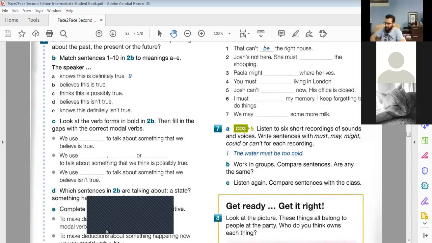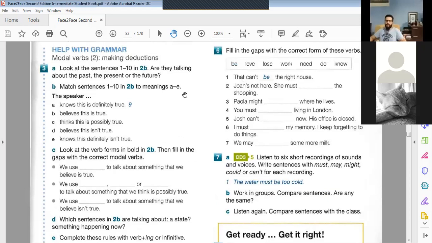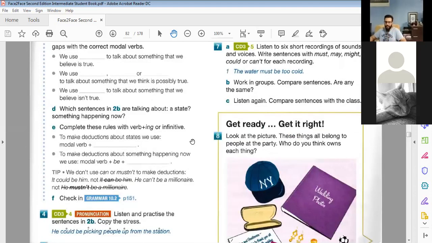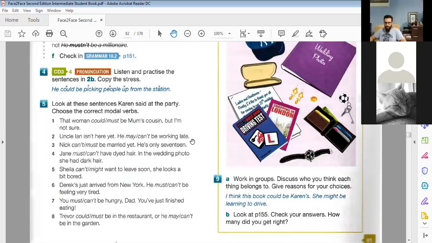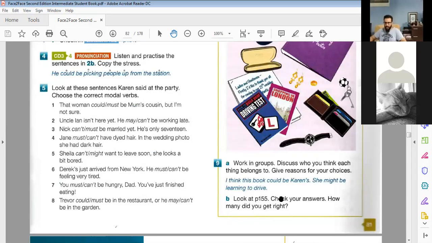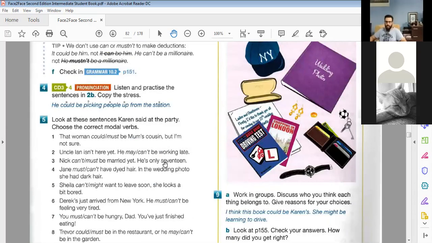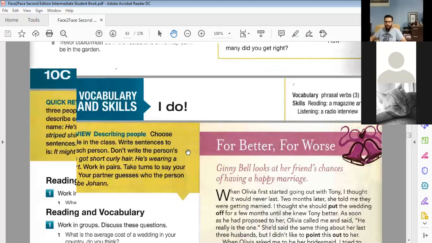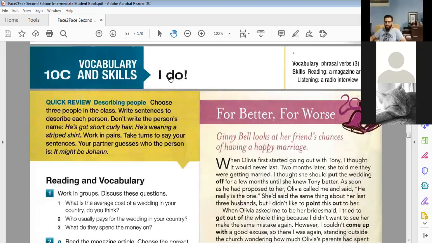It's probably right. So you get the feel of this lesson, right? Here they just want you to be able to use modal verbs to make deductions, not only for possibility, but deductions is a specific way of using possibilities, mixing can't and all the other modal verbs to make a deduction. All right, I think we can move on. I think this book could be Karen's. She must be learning. I think the point is clear now. We can move on.